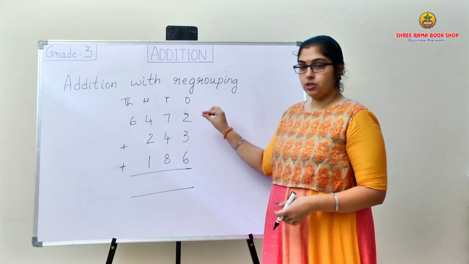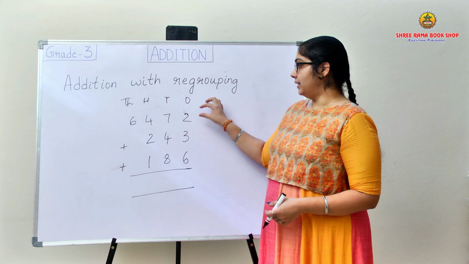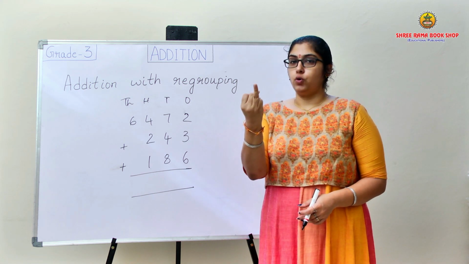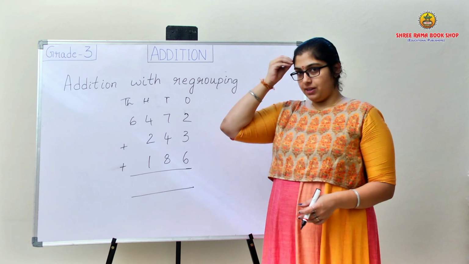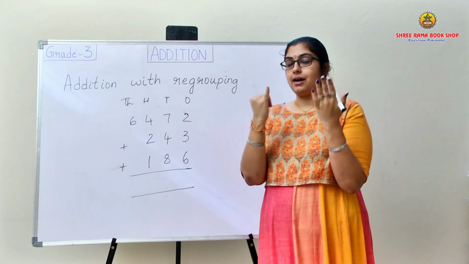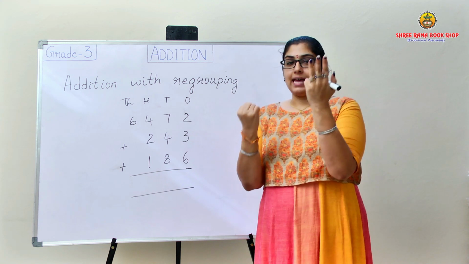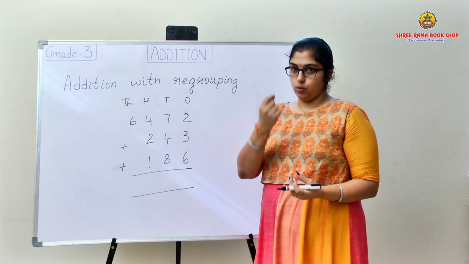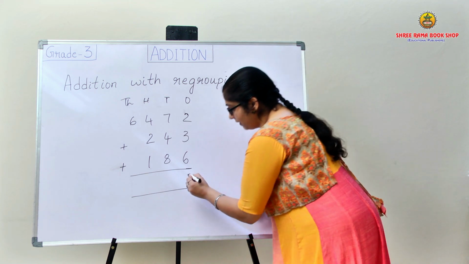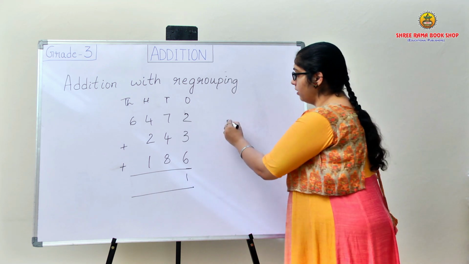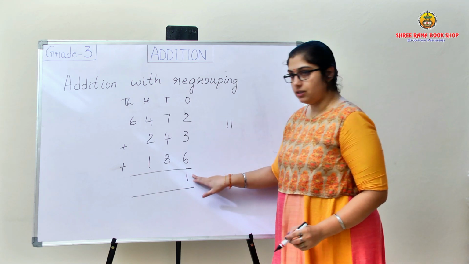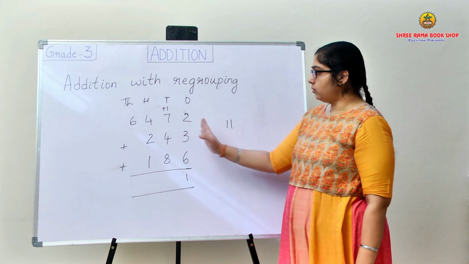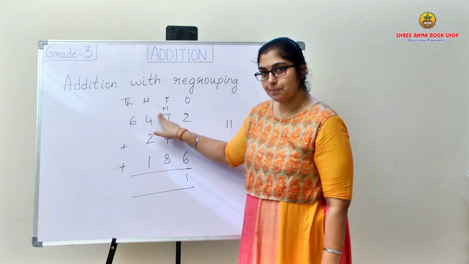So I have 2. So 2 plus 3 first I will do. 2 in the mind, 3 on fingers. After 2, 3, 4, 5. So again 5 in the mind, 6 on fingers. After 5, 6, 7, 8, 9, 10, 11. I got 11. So in the ones place I have 1, so I am writing here. In the tens place I am having 1, so I will carry it to the next place value as plus 1.